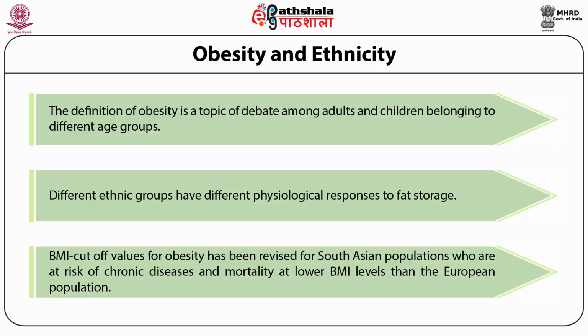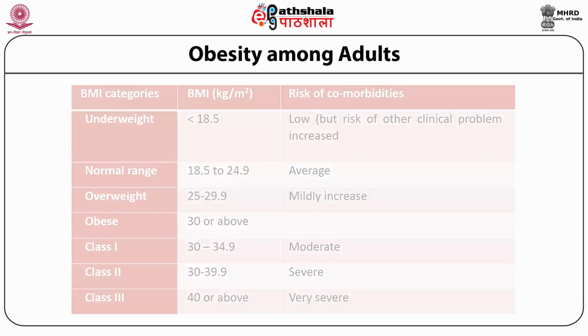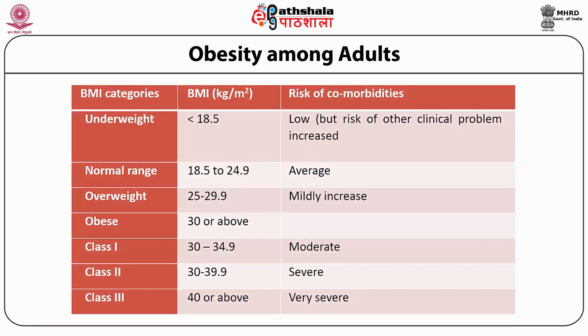The Royal College of Physicians of London, in its report on clinical management of overweight and obese patients, has taken body mass index as a measure of body fat. Body mass index, that is BMI, is calculated as weight in kilograms divided by the height in meter square, as originally described by Quetelet in 1869. Let's have a look at obesity among adults.